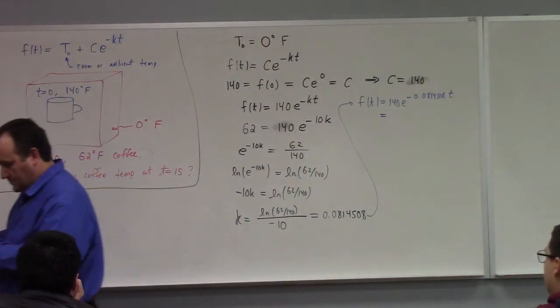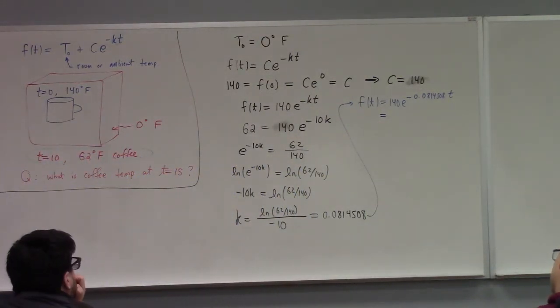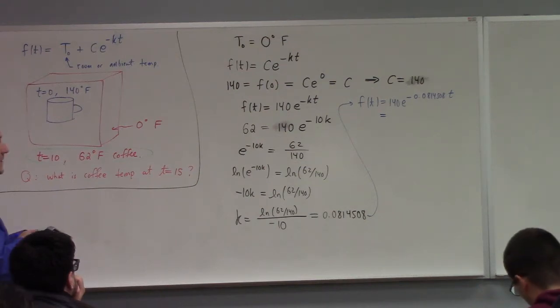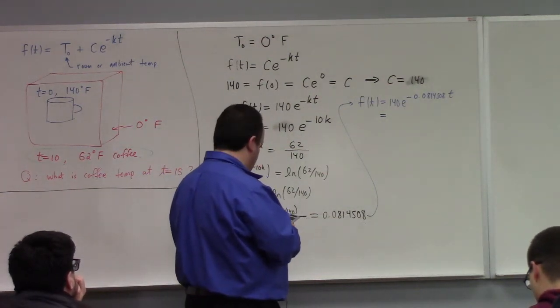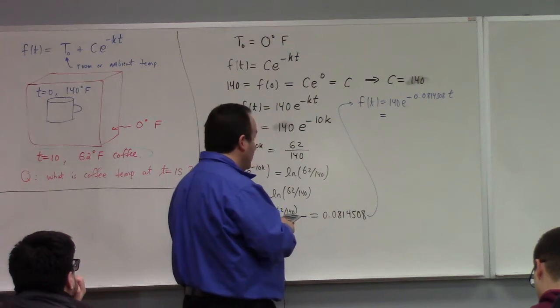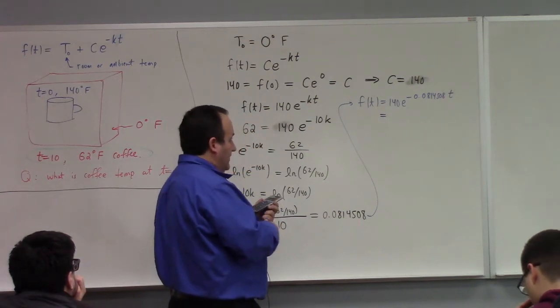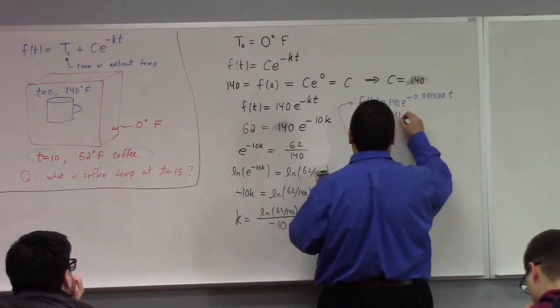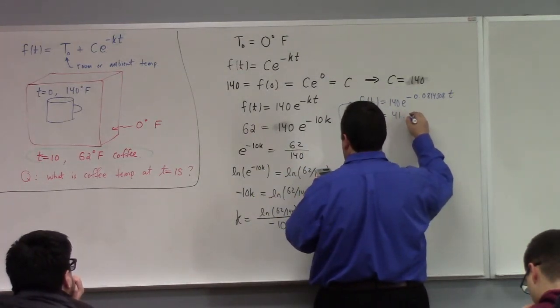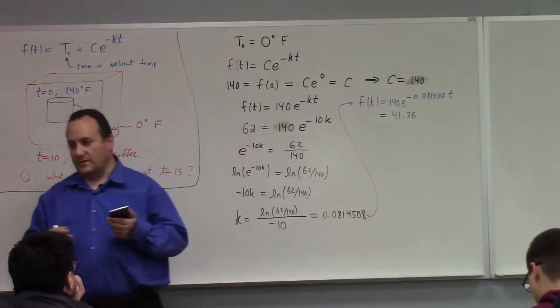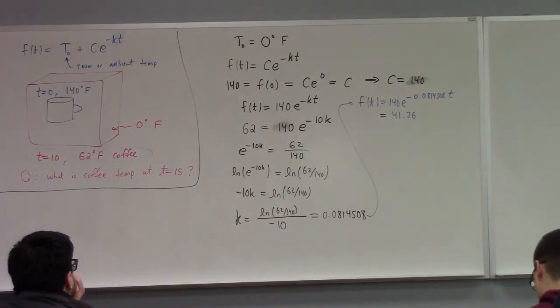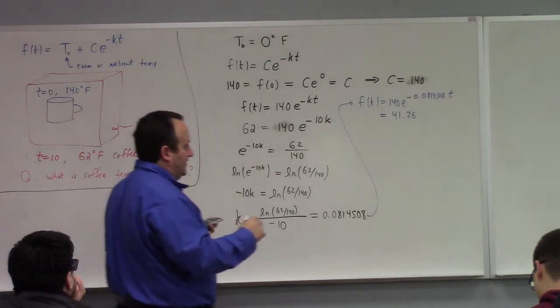I don't think it will be. E to the minus 0.0814508 times 15, yeah? Times 140. It gives us 41.26. And then we're told to round to the nearest degree, I think, in this problem. So what's the nearest integer? Nearest integer here is 41 degrees, yeah.